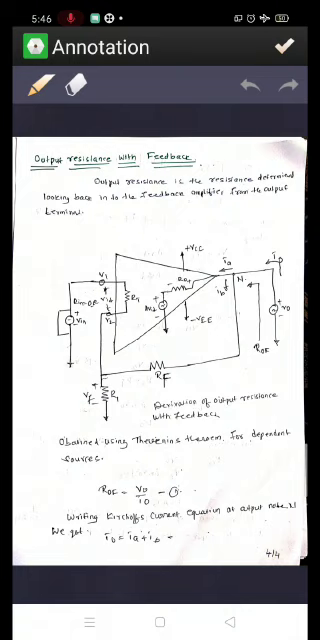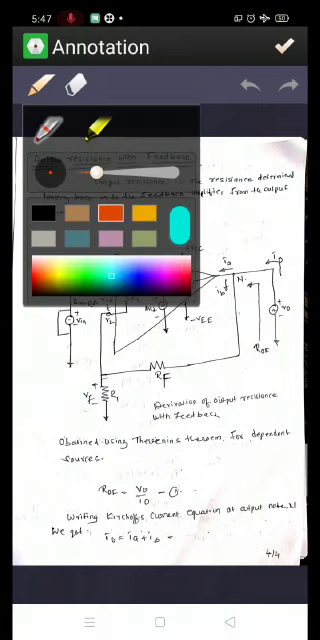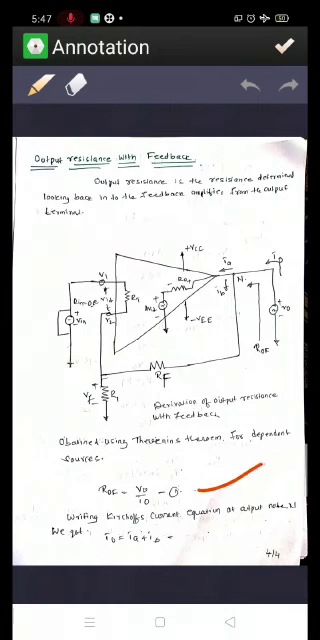That has been obtained using our Thevenin's equivalent circuit, that is Rf is equal to output voltage divided by the input current. Writing Kirchhoff's law at this node, I0 is equal to Ia, that is this current, plus Ib. That is what is going to happen for this circuit.